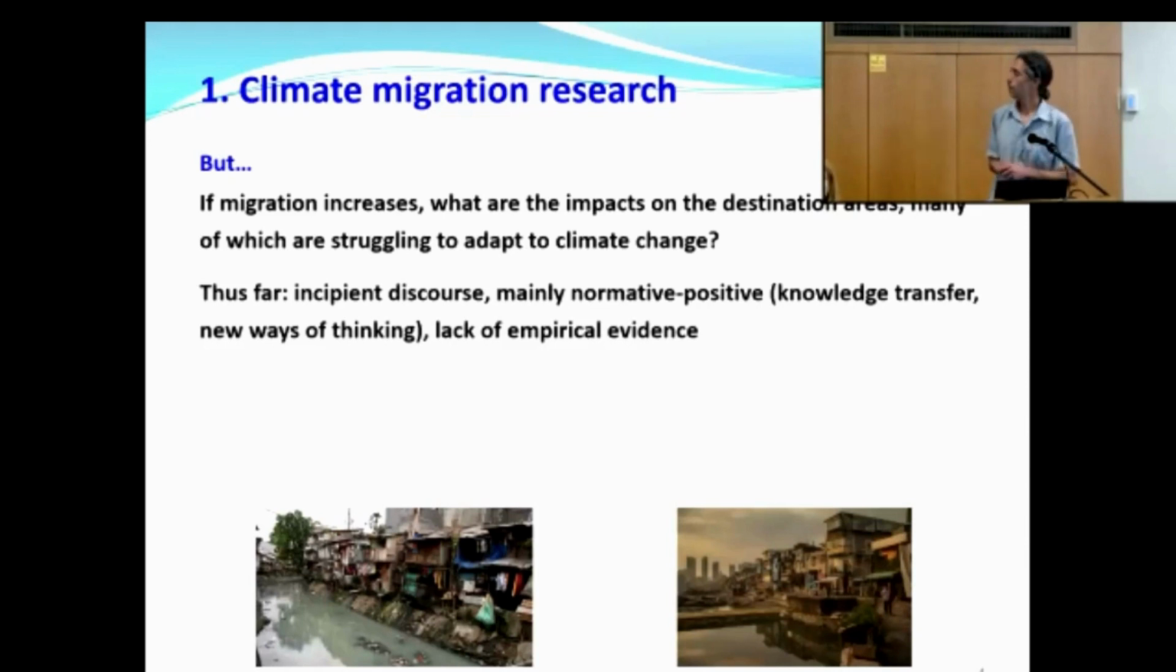What we want to do is adopt a broader system perspective. If we know that migration increases, we have to see what happens at the end of the line. So we need to look at the receiving areas, or host areas, or destination areas, any way you want to call them, and see what migration does to these areas that receive all these amounts of immigrants. And of course, if we talk about climate influenced migration, we're talking mainly about developing countries.